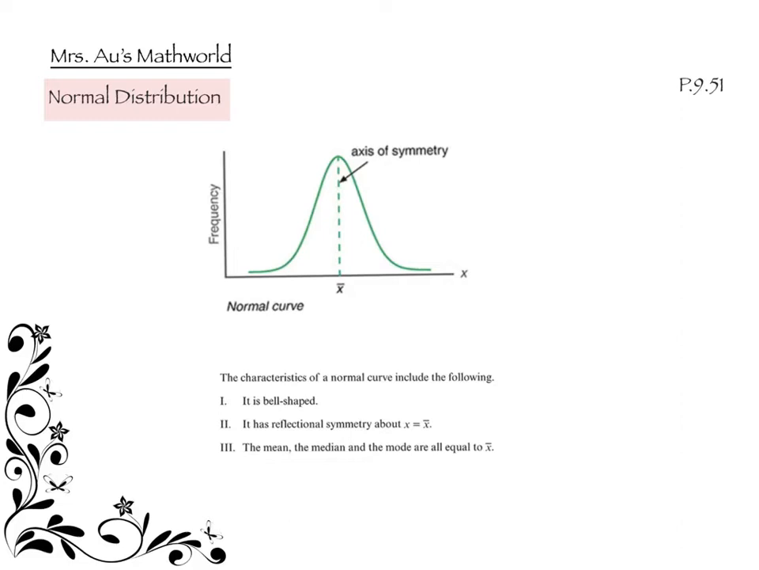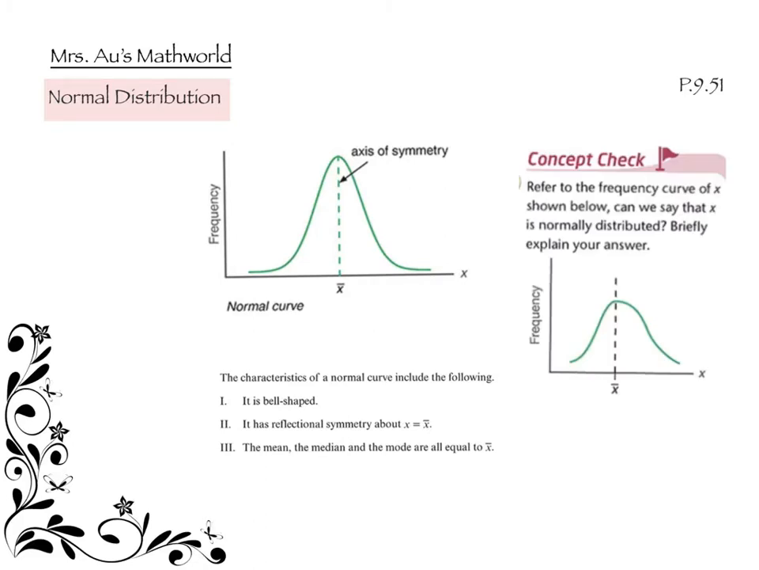Today we are going to discuss the normal distribution. For normal distribution, the curve will be in this shape. It is commonly called a bell shape. The graph is symmetrical, with reflectional symmetry about the mean, x = x bar. Because it is symmetrical, the mean, median, and mode are all equal to the mean.